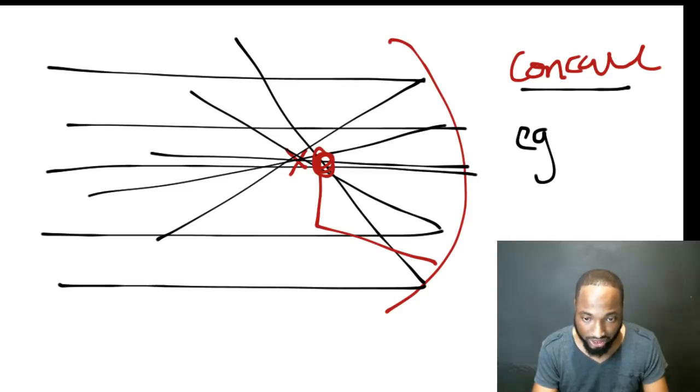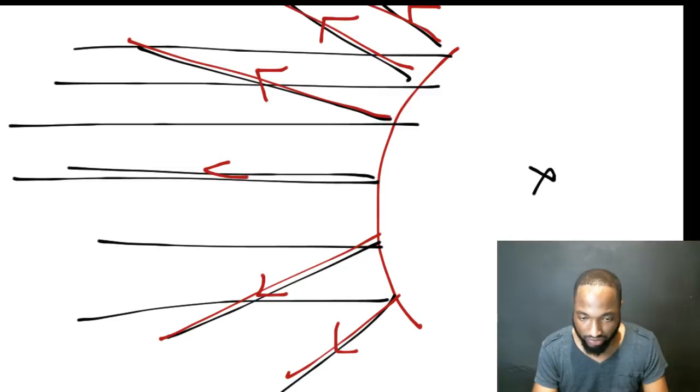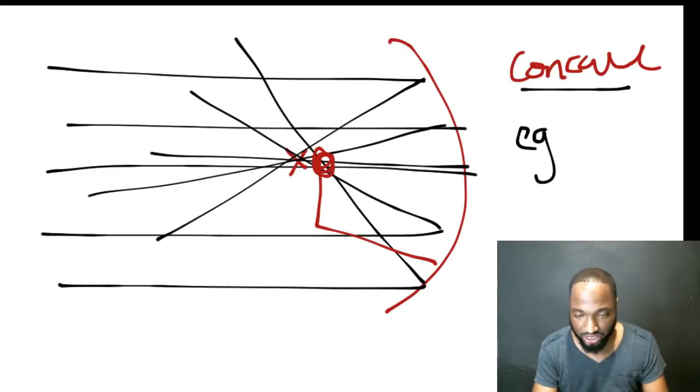Concave mirrors, this is not lens, we ain't reaching lens yet. Concave mirrors, convex mirrors, concave mirror using satellite or in car battery.